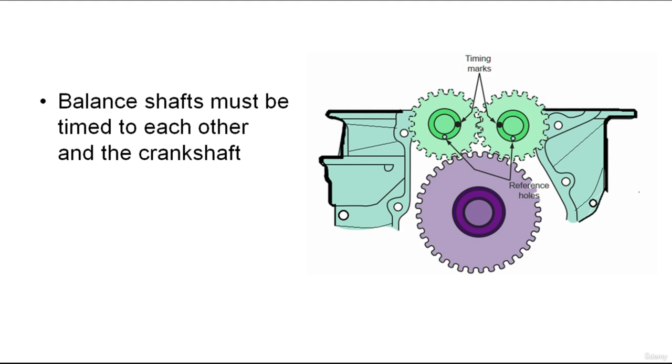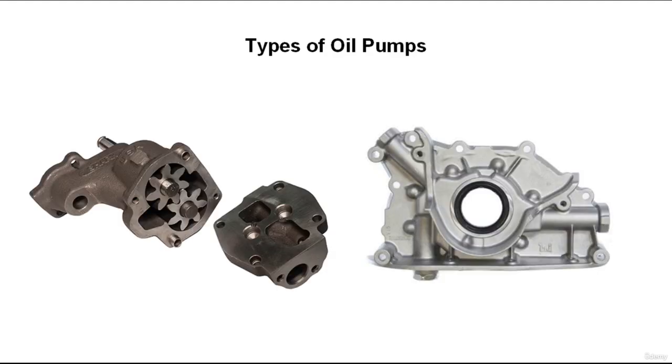So oil pressure is also determined by the viscosity and temperature of the oil. High viscosity oil has more flow resistance than low viscosity oil. And we will move right now to study the types of oil pumps.